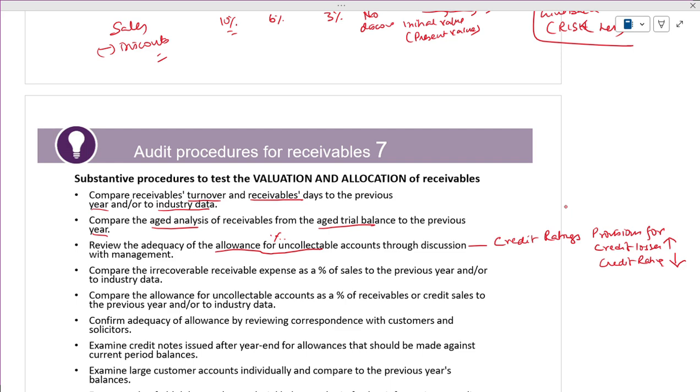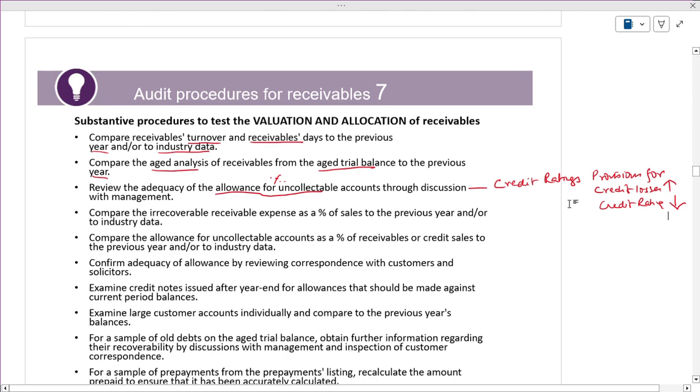The credit rating will decrease. This is what we have to say. If we are going to say that creating an allowance is not a good sign, or that it is a good response the client is doing.